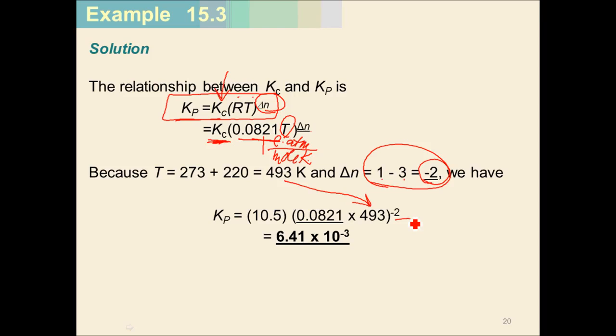You're going to take 10.5 times 0.0821 times 473 raised to the power of minus 2. Please try that on your calculator so you can see you would come up with 6.41 times 10 to the minus third.